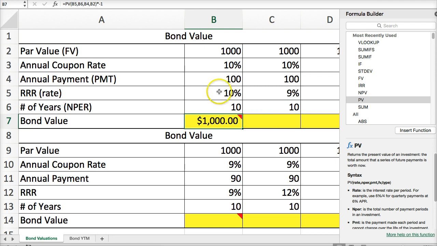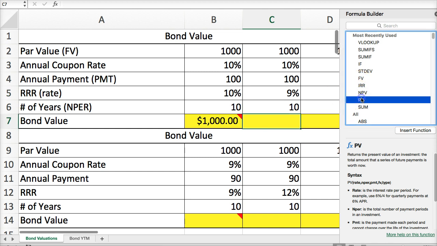Now, if we look at a bond, of course, the bond value is going to be equal to the par value if the coupon rate and the required rate of return are equal. But what happens if the required rate of return goes down? Now, remember, we said bonds have an inverse relationship. So if interest rates are going down, bond value should go up. So let's calculate this now using that same present value formula.